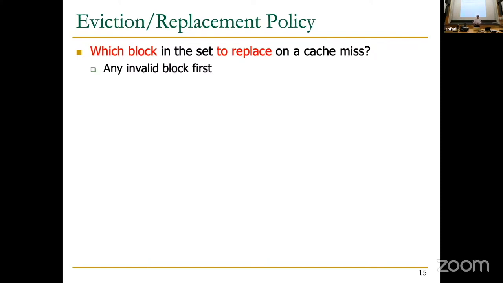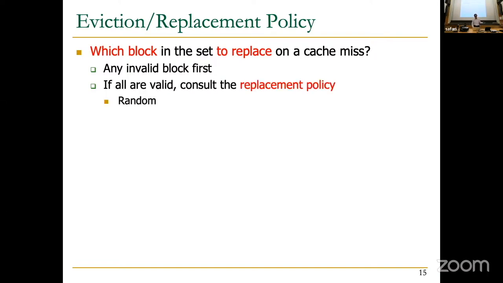As I said, if there's an invalid block, that means there's no data over there, the tag is not valid, put the incoming block there, right? That's easy. You're not replacing anything in that particular case. Assuming that there is no invalid block, which is hopefully the steady state of your cache, you consult something called the replacement policy. So what could be a replacement policy? It could be random, as we said. You randomly pick, if you have a 4-way set associative cache, for example, you randomly pick one of the ways and say, I'm going to replace that one.